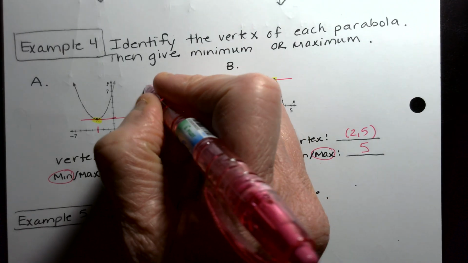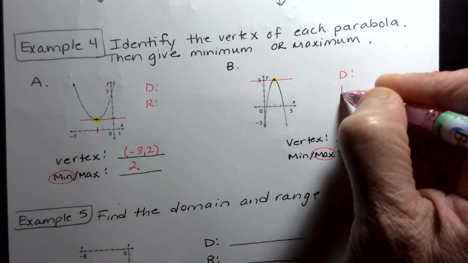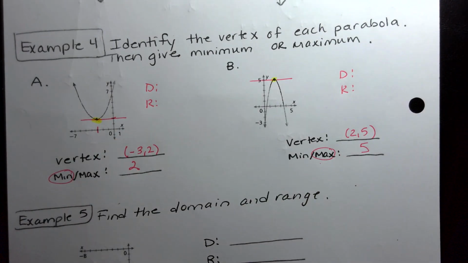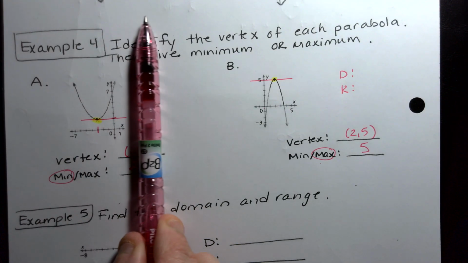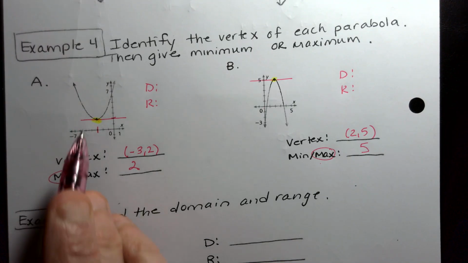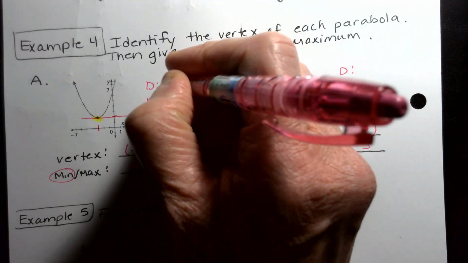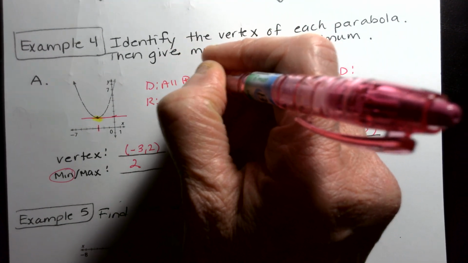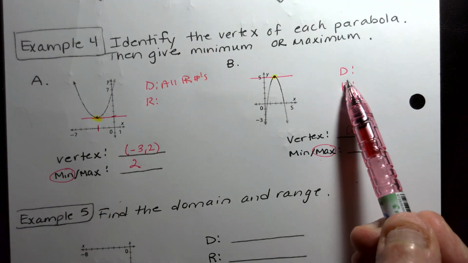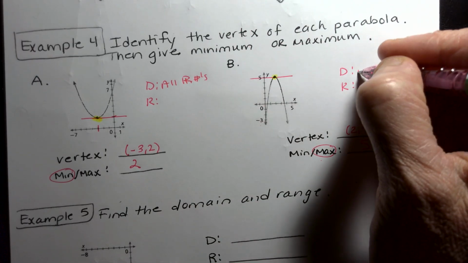Just for fun, let's do the domain and the range of each of these. Forgot what domain and range is? Look above. Domain is your x values. It's holding your pen like this. What's the domain for this? Yep, all real numbers. What's your domain for this? All real numbers.